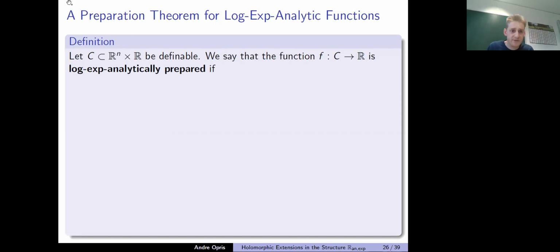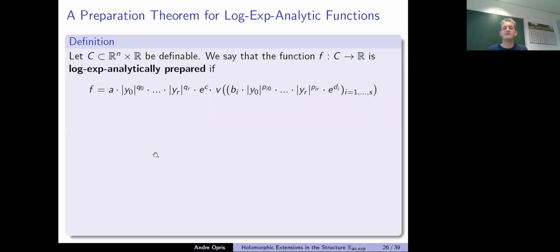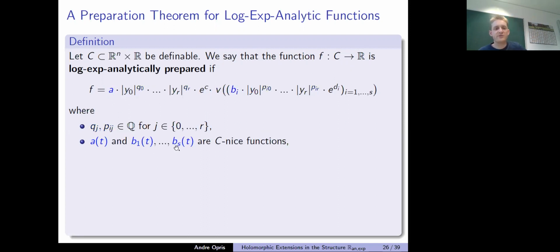Proceeding from this preparation theorem, I could also give a preparation theorem for log-exp analytic functions. We say then that this function f is log-exp analytically prepared. Now the following holds. We have the same setting as above, with the difference that here we have these exponentials, which is the additional thing. We also have that the exponents Q0 to QR, the P_ij, are rationals, and that A, B1 to Bs are C-nice functions.